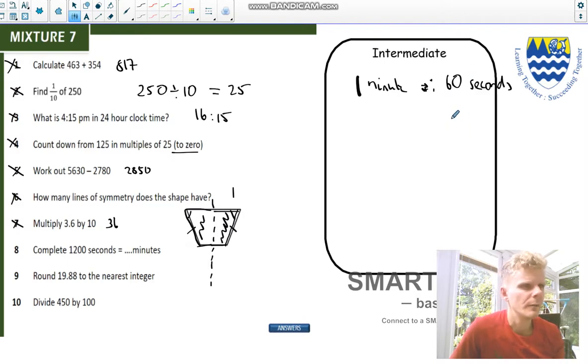What I'd like to know is, if I was to put 1,200 seconds here, how many times bigger has this quantity gotten? And therefore, how many times bigger does this quantity need to become? So, how many times is 60 going into 1,200? So I want to do 1,200 divided by 60.